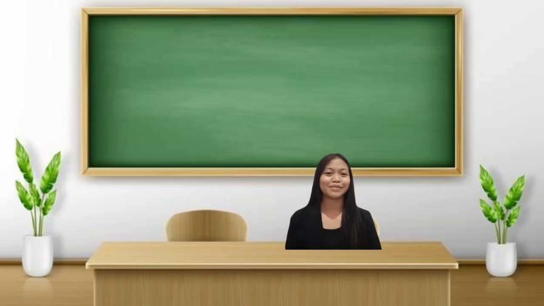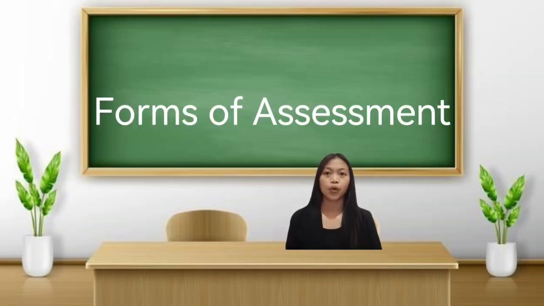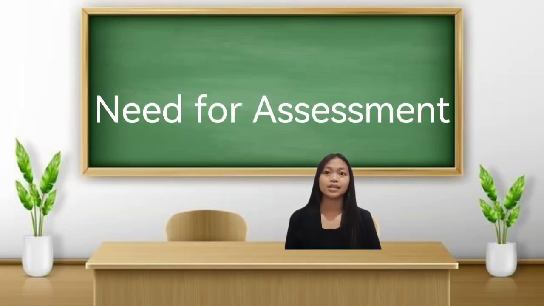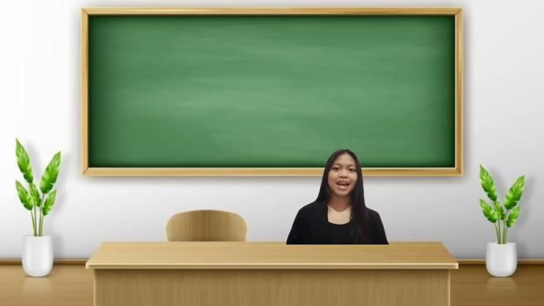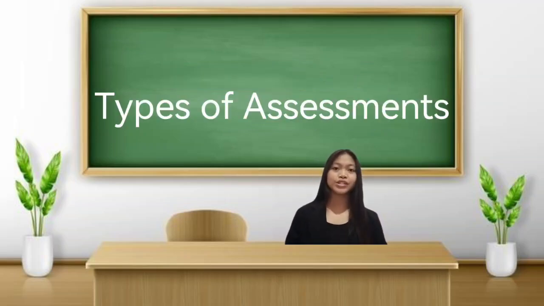Here are the key aspects of educational assessment. Educational assessment can be understood through several key aspects. First, forms of assessment: the different ways assessments can be conducted. Second, need for assessment: why is it essential for improving teaching and learning? Third, essentials for a good assessment: the principles that ensure assessments are effective. Here are the types of assessment: the various methods used to evaluate learning.